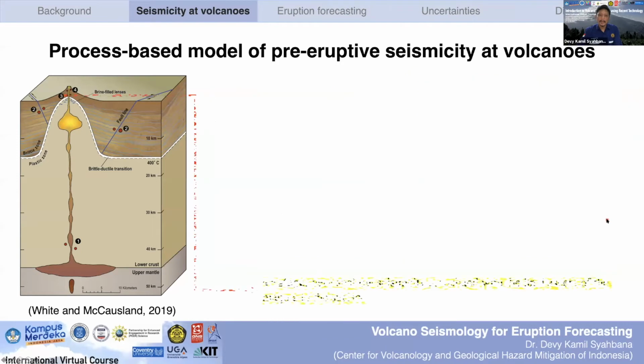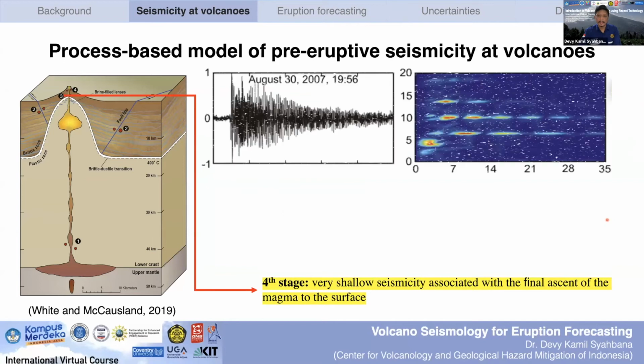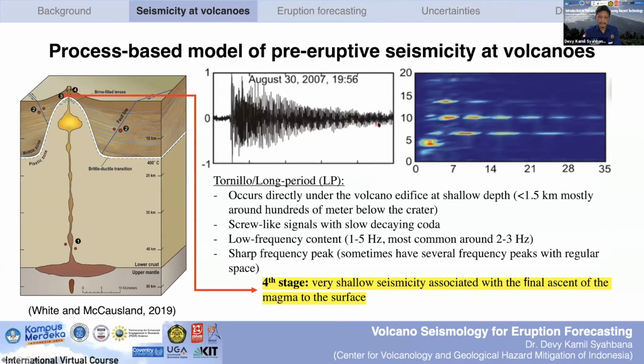Then the fourth stage is the shallower one, shallower than the LPs, the tornado. You will most likely have these events shallower than 1.5 kilometers. At some volcanoes, like what I have worked on, it is around hundreds of meters below the crater.